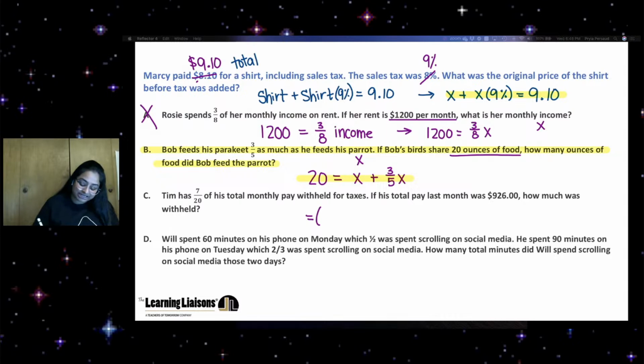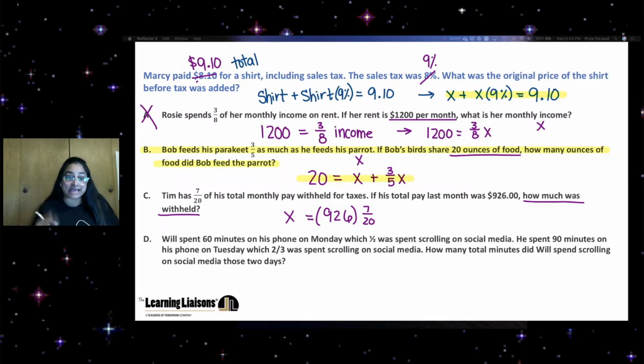So instead of putting 926 as the total, we should write 926 times 7/20. Because whatever 7/20 of 926 is equal to X. Because the question is asking how much was withheld. X is our withheld amount.